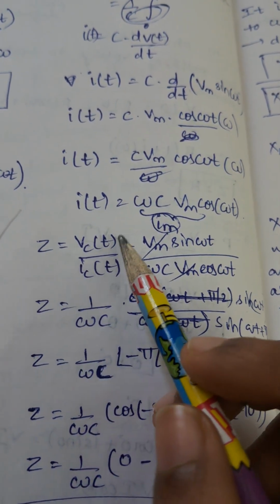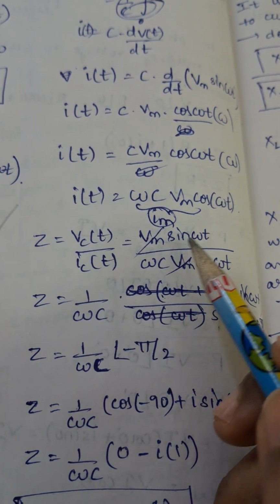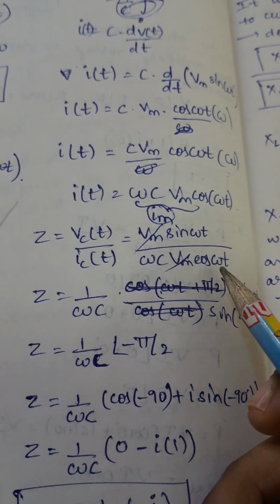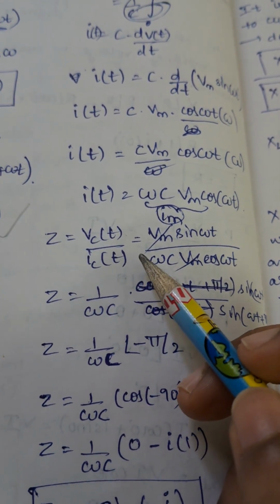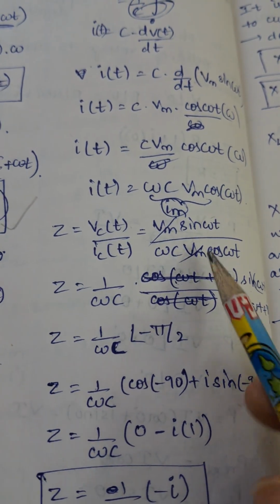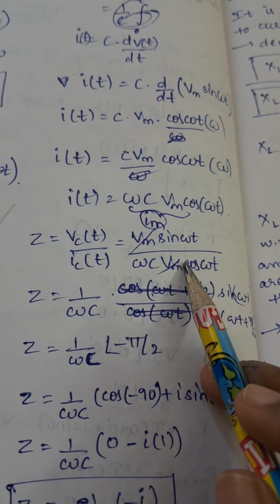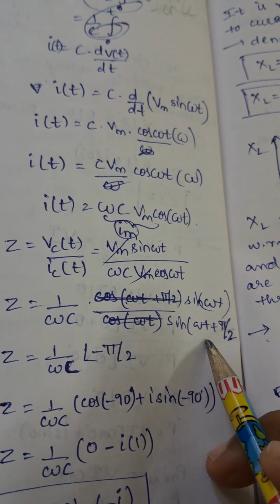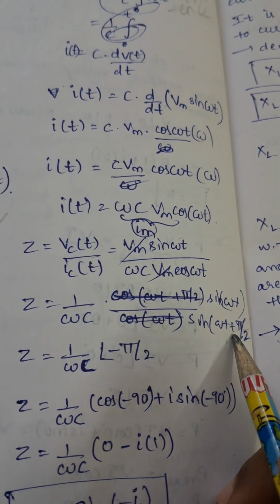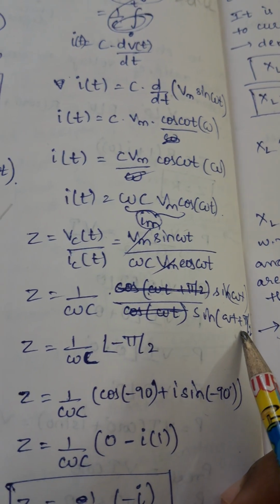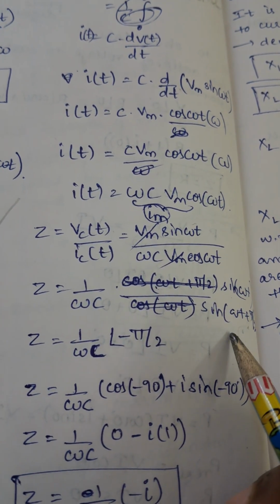Z is equal to Vc of t by Ic of t. That is Vm sin omega t by omega C, Vm cos omega t. Vm gets cancelled. This one you need to substitute. Then 1 by omega C. This sin will be sin only. Cos will be sin of omega t plus pi by 2. So the denominator is 90 degrees more than the numerator.